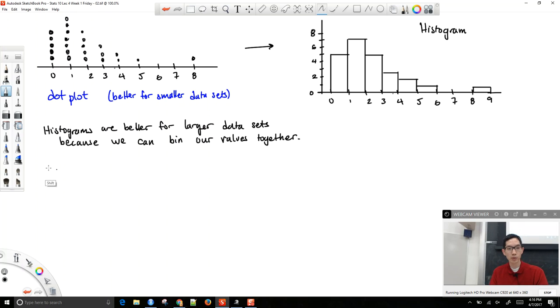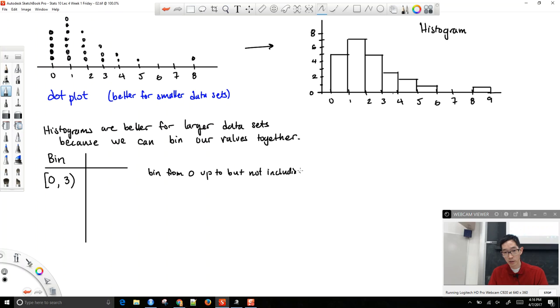Okay, and so what we will do is we can create a bin. In this case, we can create a bin that goes from 0 up to, but not including, 3. And if we're dealing with situations where we only have whole number answers, this means the values 0, 1, and 2.